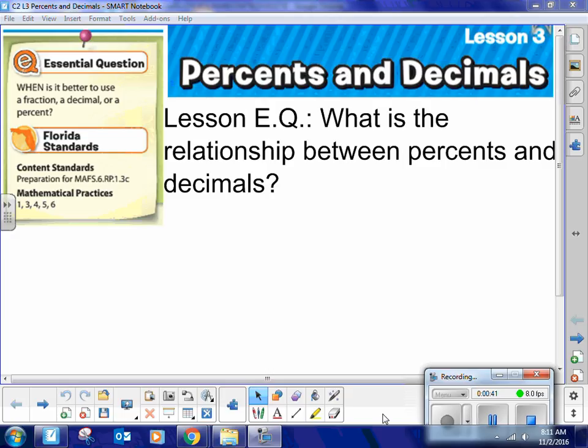This is the lesson essential question that is in the guided practice, which I will answer at some point during the video, and I will expect you to have it in your answers in the guided practice. Okay.